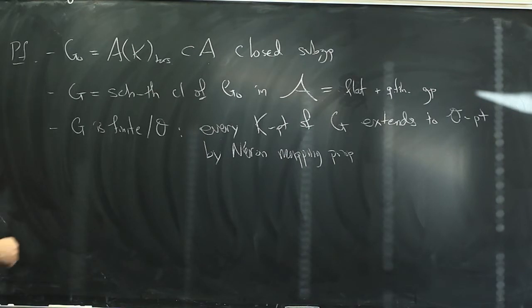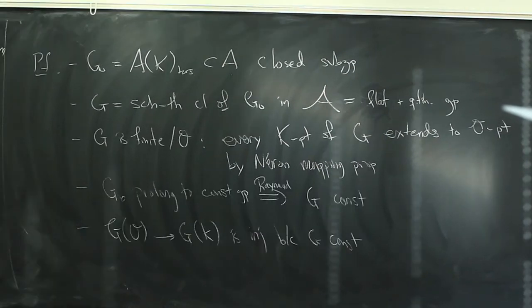Okay, so G is a finite flat group scheme over O, and now the second key point is Raynaud's theorem. G is an extension, or I call it a prolongation, of G0. But G0 is constant, so it has another prolongation, the constant one. And so Raynaud says that those two must agree. So G0 prolongs the constant group scheme, so that implies, by Raynaud, that G is constant. And since it's constant, the reduction map is injective. In fact, an isomorphism.